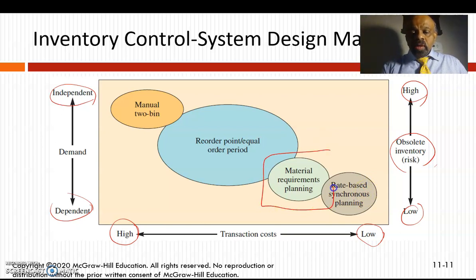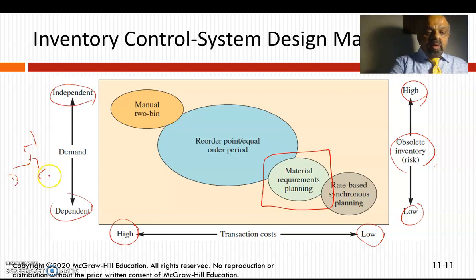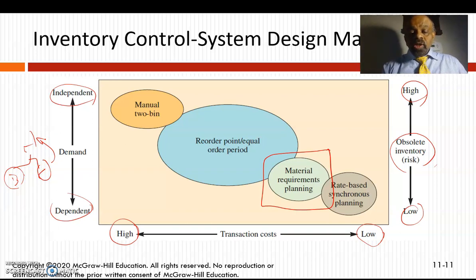Let's look at the materials requirement planning that we did in chapter 10 or 9. The materials requirement planning is sort of dependent. We know that because we remember we did the tree, A, B, C, and all that. Remember the tree that we did? So that is dependent. Each part is dependent on another part. The transaction cost is pretty low simply because we are putting out a good purchasing plan.